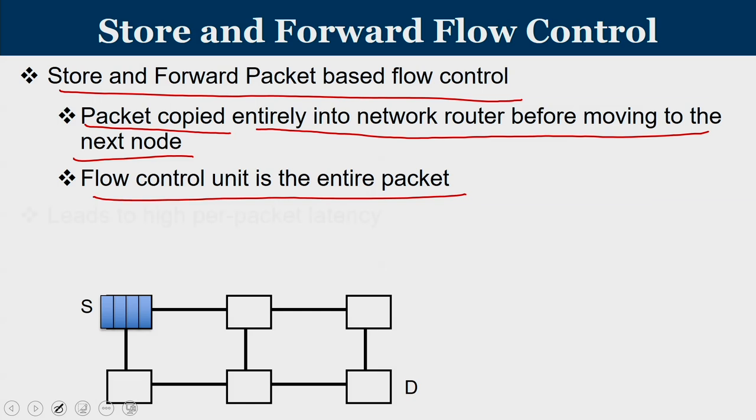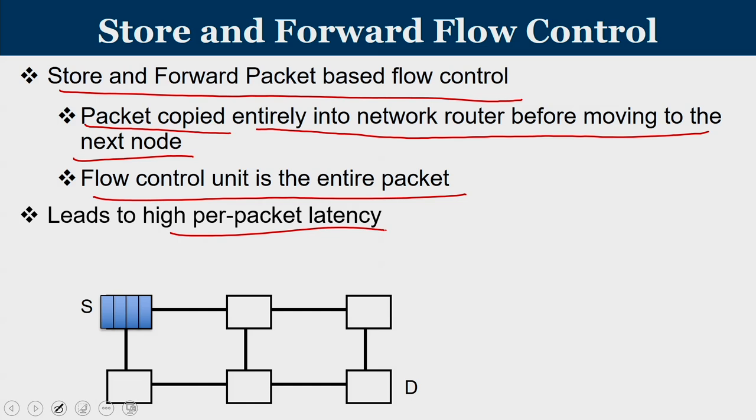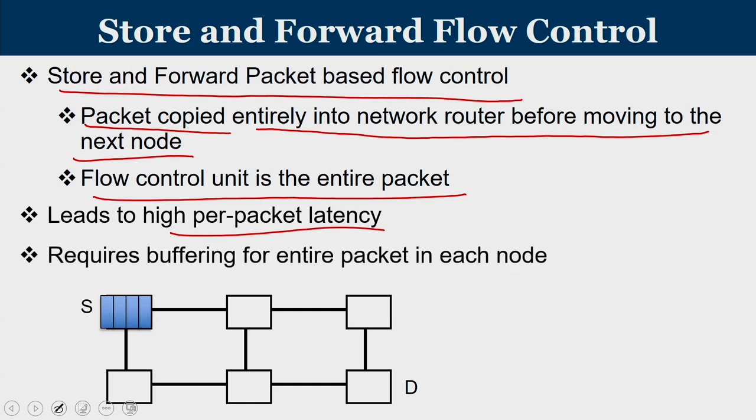If it is a store and forward switching, then this is going to lead to high per packet latency. We will see why. But this requires buffering of the entire packet in each node. So, even though a packet is divided into 4 smaller units called flits, only if all the flits reach the next router, only then is it going to be forwarded.